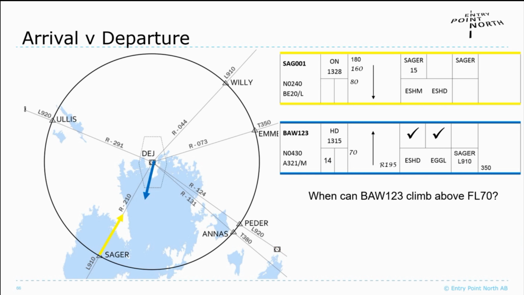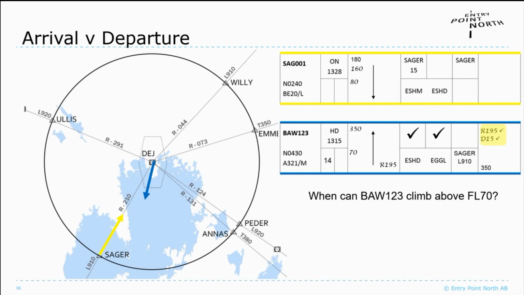When can Speedbird 123 climb above flight level 70? Now you can see that we've given Medical 001 descent to flight level 80, so again they're still vertically separated. We're giving Medical 001 a little bit of descent so that they can carry out a nice descent profile for their approach. But we of course want to be able to climb Speedbird 123 and for that matter descend Medical 001 as well. So when can Speedbird 123 climb above flight level 70?